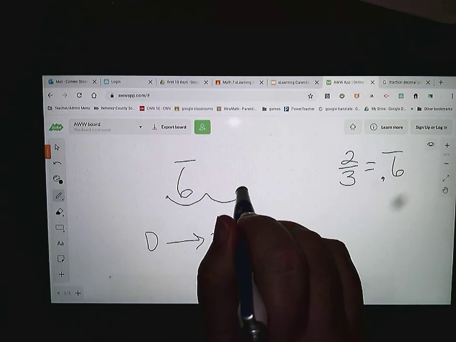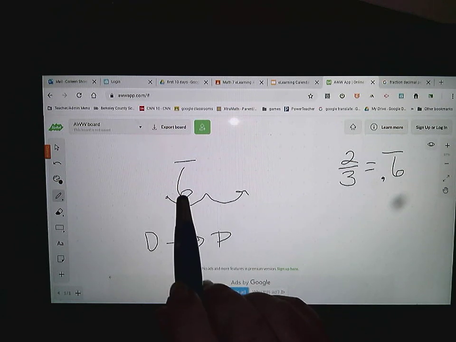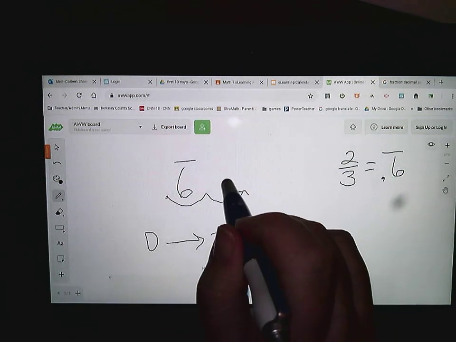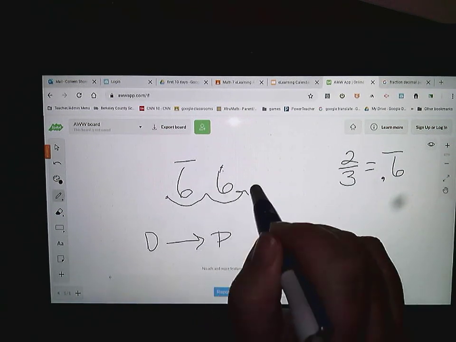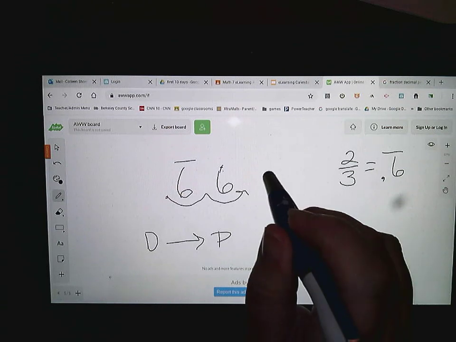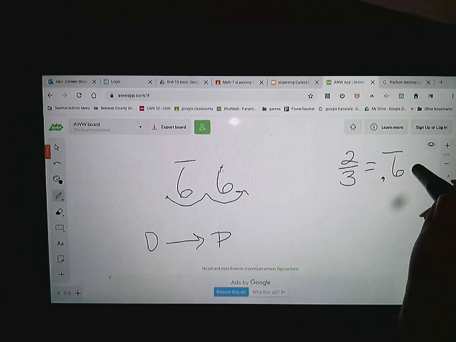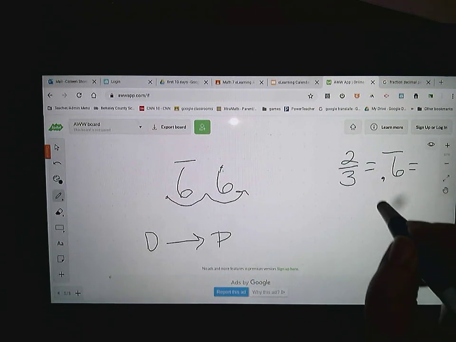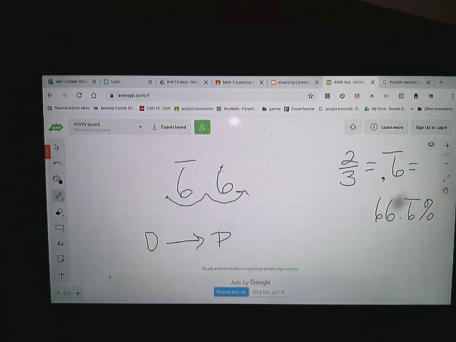1, 2. Now, normally we would fill these spaces with zeros. Okay, and I'll show you an example of that later. Normally this would be 0, but because it's repeating, we're going to put more of those in there. That looks like a face. Okay, so this as a percent becomes 66.6 repeating percent. All right?